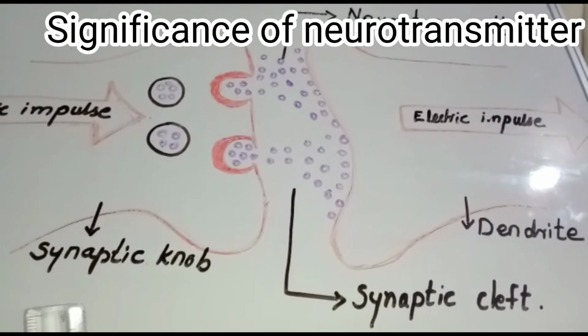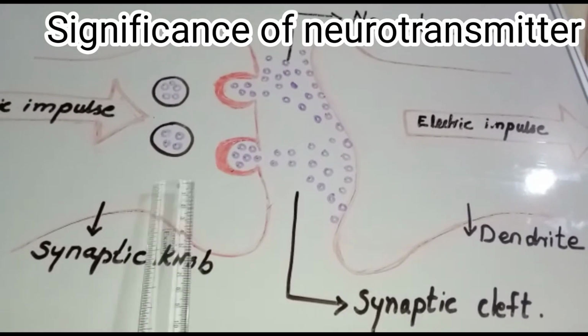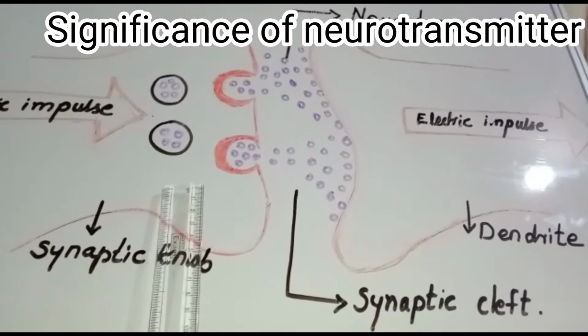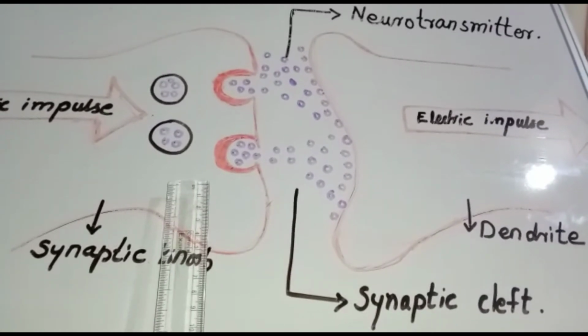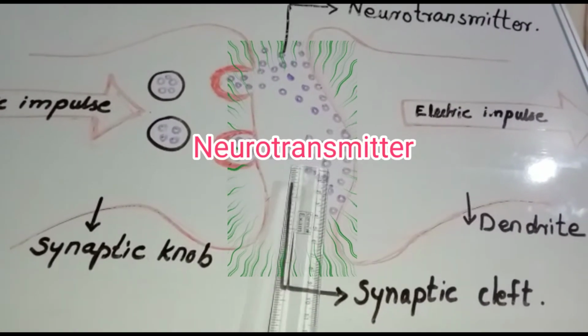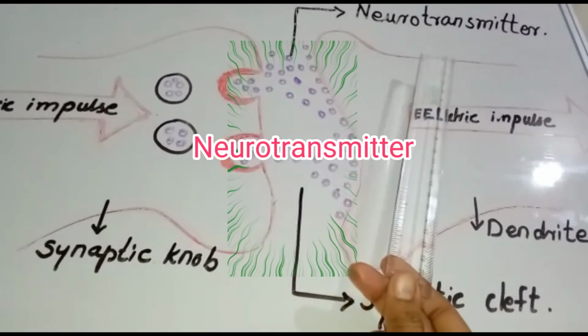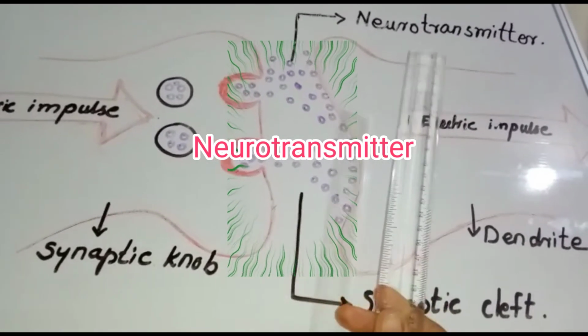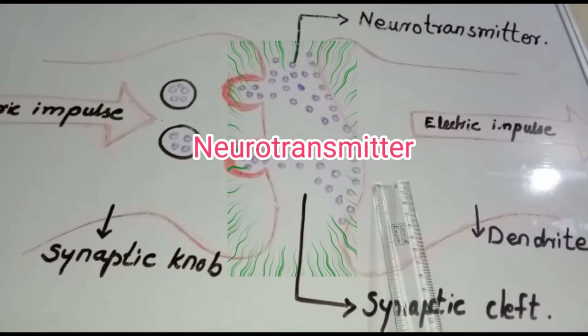There is a question: what is the significance of neurotransmitters? The synaptic knob secretes certain chemical substances into the synaptic cleft. Those chemical substances we call neurotransmitters. So what is the significance? They stimulate the adjacent dendrite or cell.